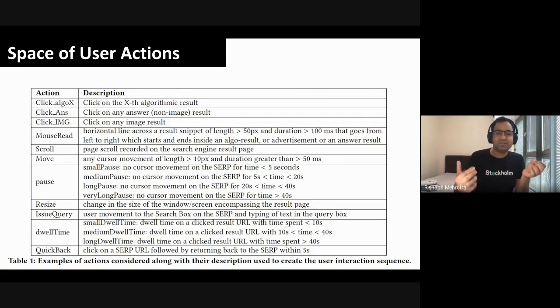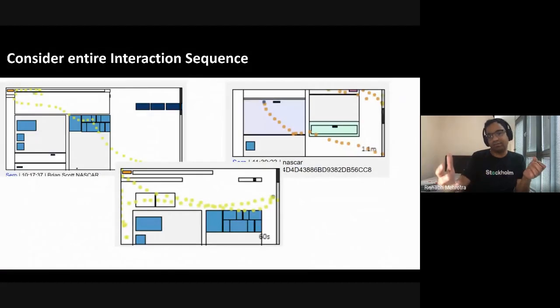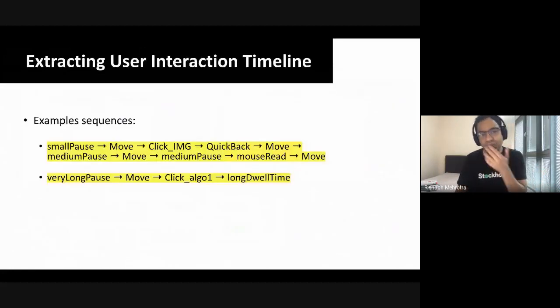And once you have defined these actions, then I can look at each of these sequences and create a sequence of actions. So instead of creating a sequence of motifs, which is instead of creating a sequence of x, comma y over time, I can create a sequence of actions over time and then try to apply some of the same logic. So this is essentially what we end up doing. We can look at a sequence like a small pause: the user comes to your search engine, issues a query, and then there's a small pause. They understand what the result is. They move their mouse, they click on an image. There's a quick back. They move their mouse again. There's a pause, and they do a mouse read.